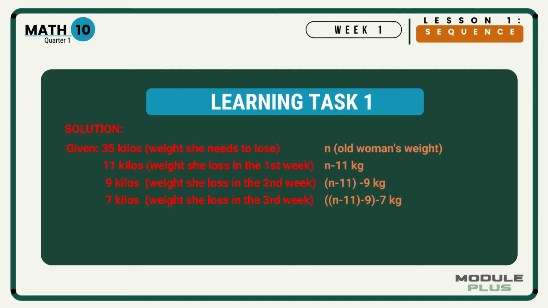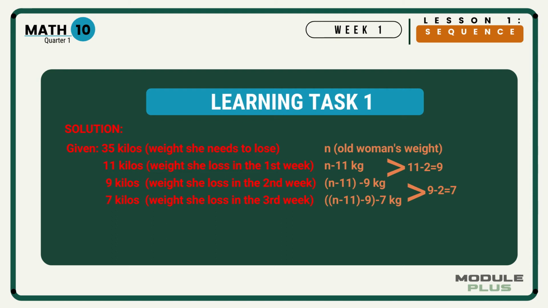Let N be the old woman's original weight. So, for the first week, she lost 11 kilos. Our equation for the first week is N minus 11, since she lost 11 kilos. For the second week, our equation is N minus 11 minus 9, since N minus 11 is the equation for the first week. For the third week, our equation is N minus 11 minus 9 minus 7.